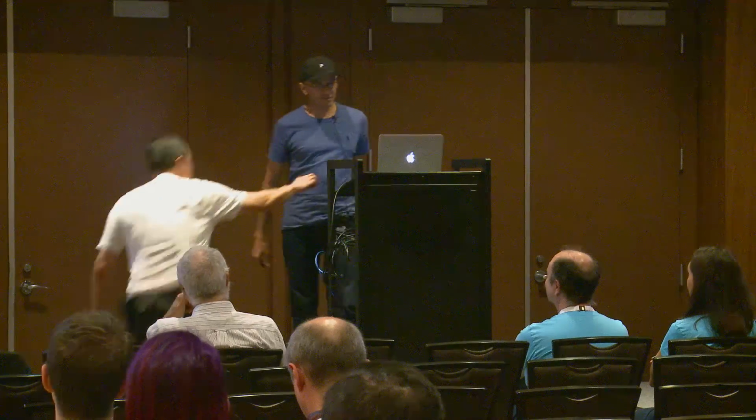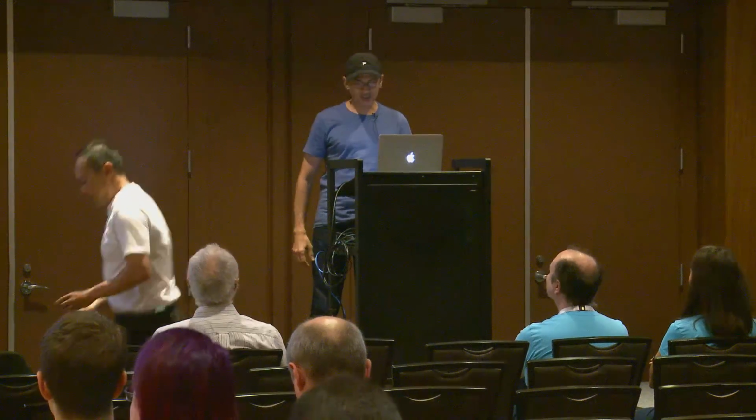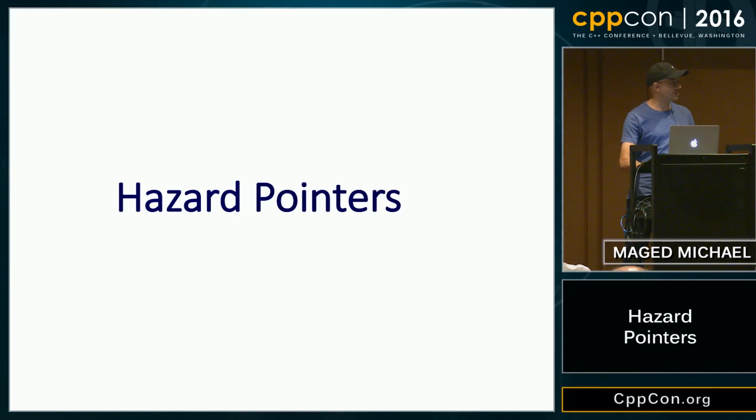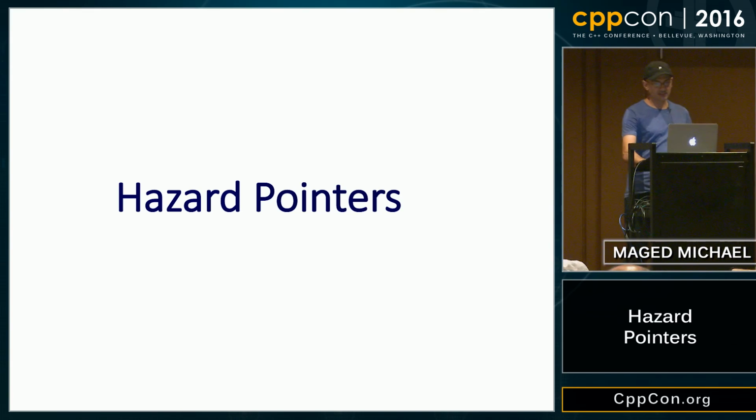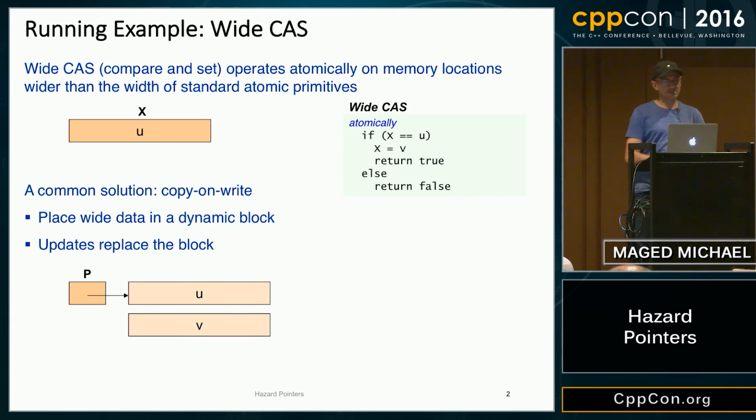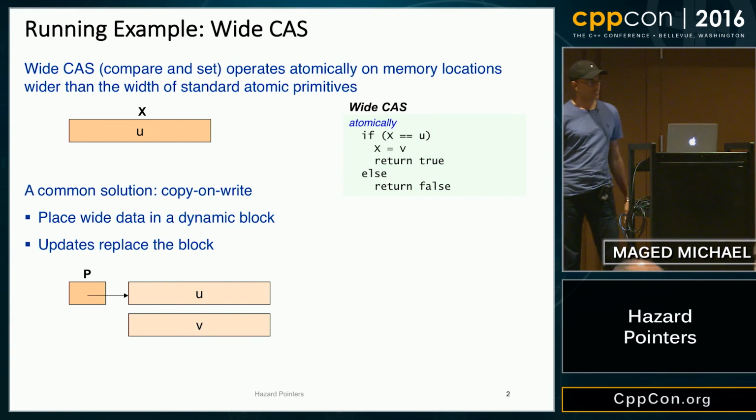Okay. So I'll continue the talk, and I'm going to talk about hazard pointers and describe the problems that it solves and how it does so, and what we're proposing for standardization. And so we'll start with a running example, a wide concurrent set.